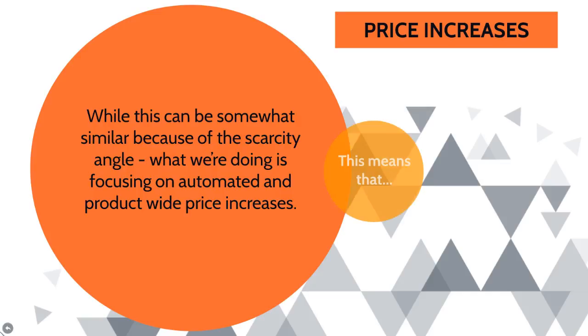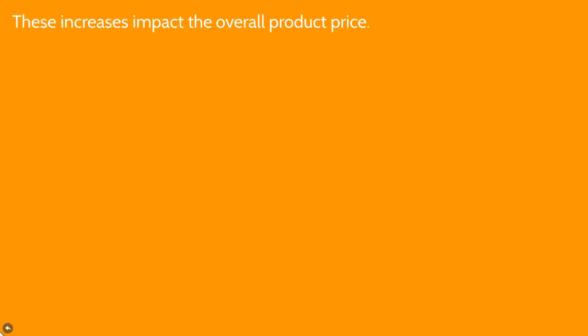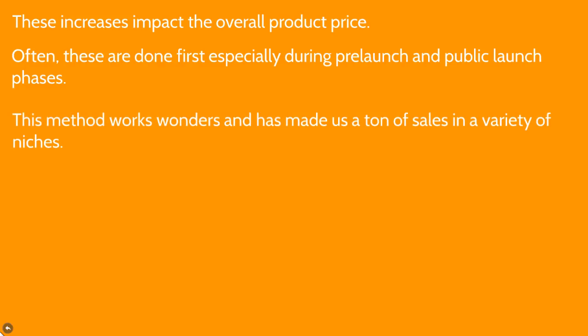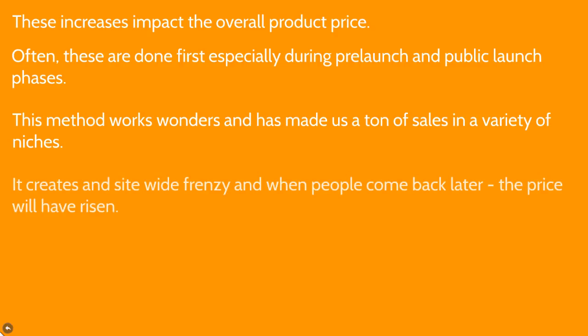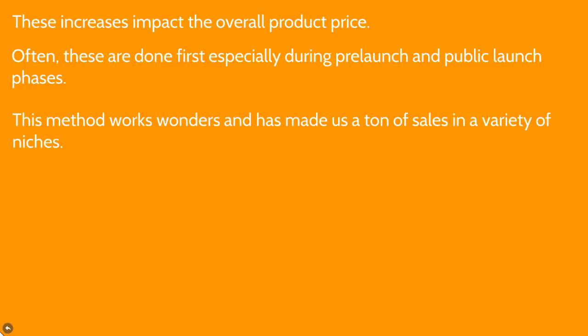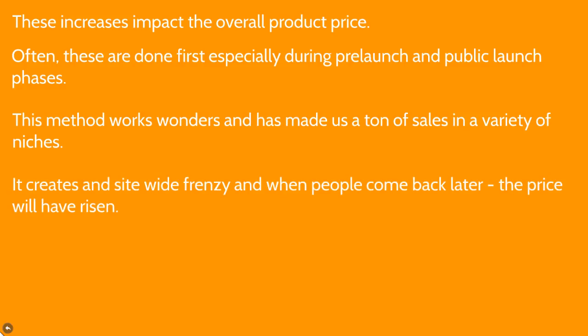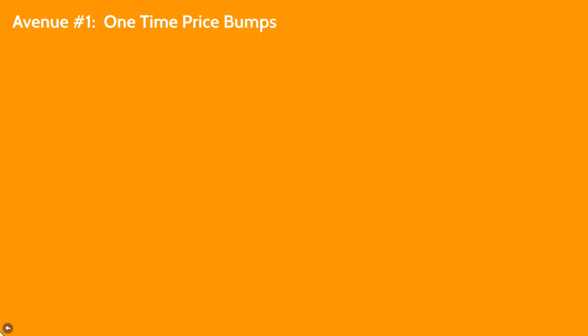All right. So this is really good for things like pre-launches or even product launches, public product launches. So these increase the overall product price. All right. This method works wonders and has really made tons of sales in a variety of niches, B2B and B2C. We've tested it in many different niches. And what it does is it creates a site-wide frenzy, and when people come back later, the price will have risen. So let's talk about avenue number 1 within this specific method, which is one-time price bumps.